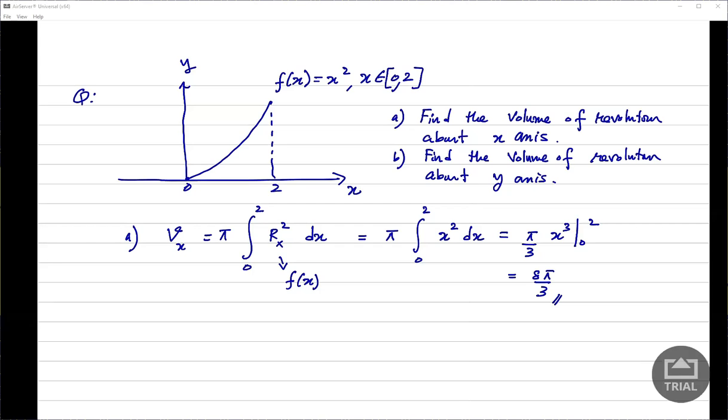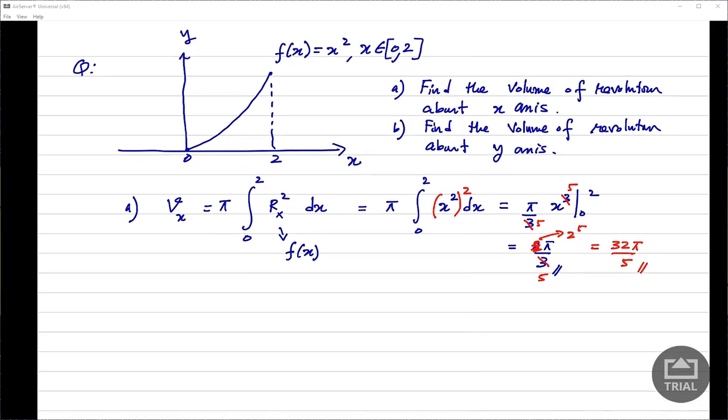Yeah, so there is a mistake. The mistake would be here. It's going to be 5 here, not 4. So 5 should come here. This is going to be not 8. That is going to be 2 to the power 5, which is 32. So this is going to be 32 pi divided by 5. Okay.